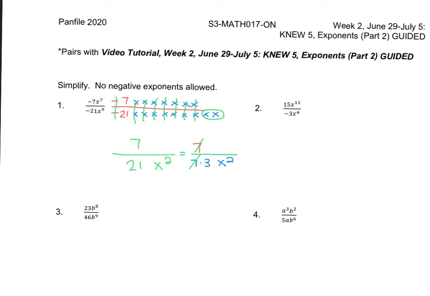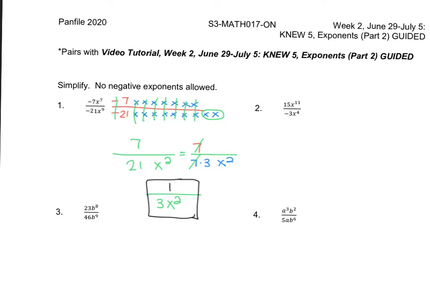And what do I have left? Well, everything that I do have left happens to be on the bottom. A 3, an x squared. And because everything ends up on the bottom, I do need a placeholder, and the placeholder that I have is a 1, and that goes on the top. So my answer is 1 over 3x squared, and I'm done. The other way I can look at it is 7 over 21 simplifies to 1/3, which still gives me the same answer, 1/3, and the x squared is still on the bottom.